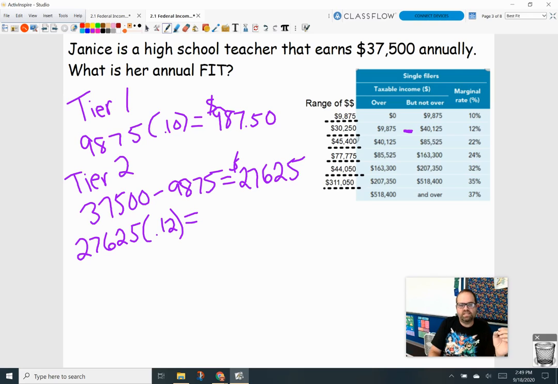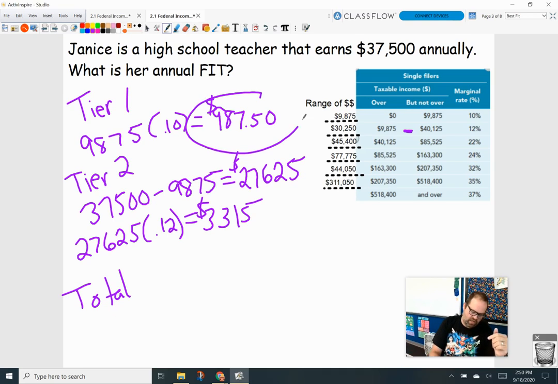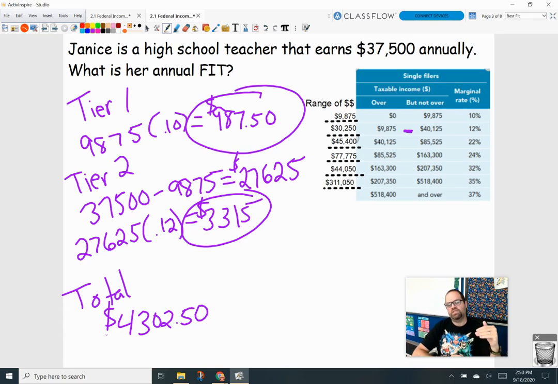$27,625 in Tier 2 at the Tier 2 tax rate of 12% is $3,315. So she pays $987.50 in Tier 1 and $3,315 in Tier 2. Her total taxes for the year, and I'm stressing for the year, I'm going to add those two amounts together: $987.50 plus $3,315. Her total is $4,302.50.